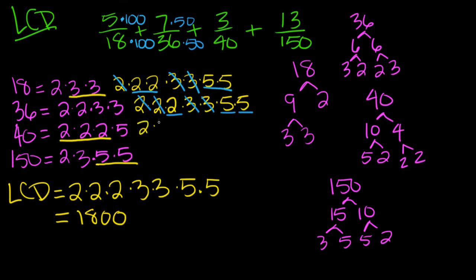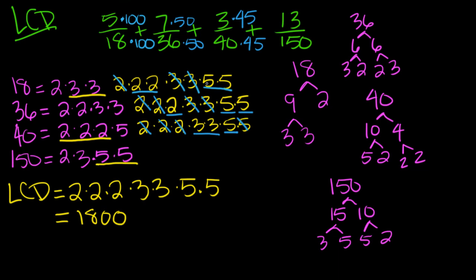And write it again. 2 times 2 times 2 times 3 times 3 times 5 times 5. And we've got 2 times 2 times 2 times 5. That leaves us with 3 times 3 times 5. And that gives us 9 times 5, which is 45. So multiply the top and bottom by 45.